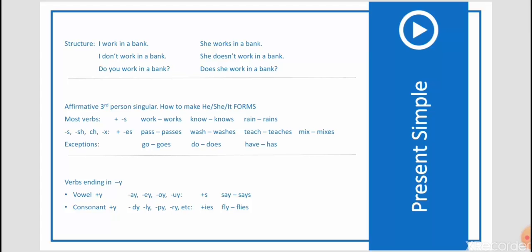Verbs ending in y. We have two cases for this situation. Vowel plus y, for example a, e, o, u plus y, we only add s. For example, say, says. Consonant plus y, we drop the y and add ies. For example, fly, flies.